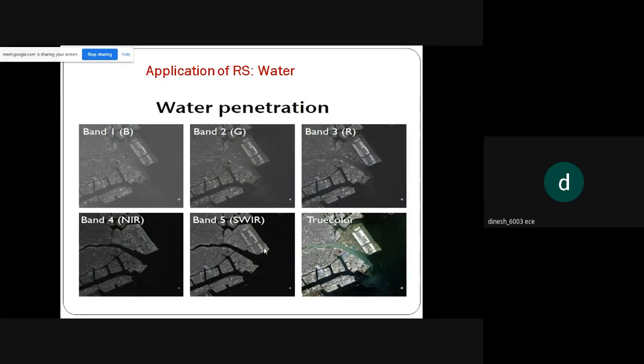Then applications of remote sensing in water is that you can see band 1 in blue, band 2 in green, band 3 in red, band 4 in near infrared, band 5 in shortwave infrared, and the true color of water penetration inside the water.